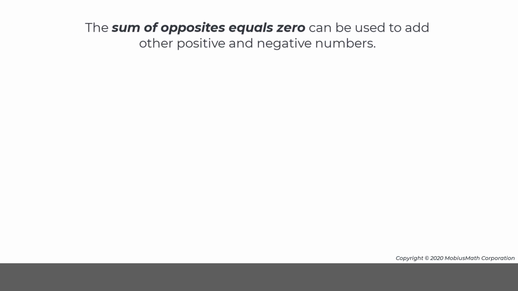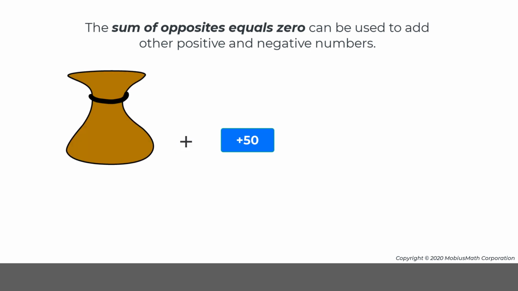The sum of opposites equals 0 can be used to add other positive and negative numbers. For example, players in the video game collect positive and negative energy bars and add them to a bag. The bag keeps track of the player's energy level. A player starts with an energy level of 200.